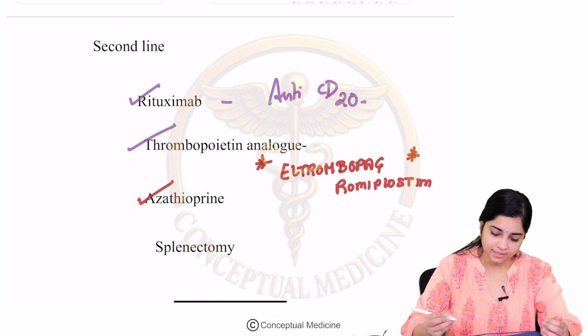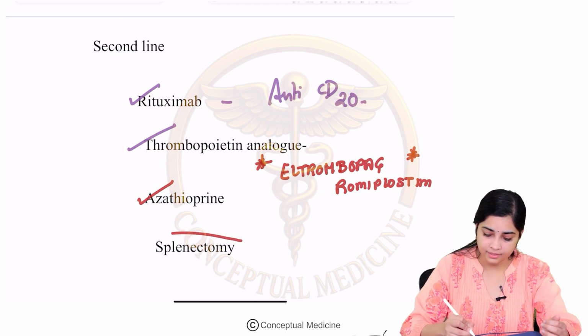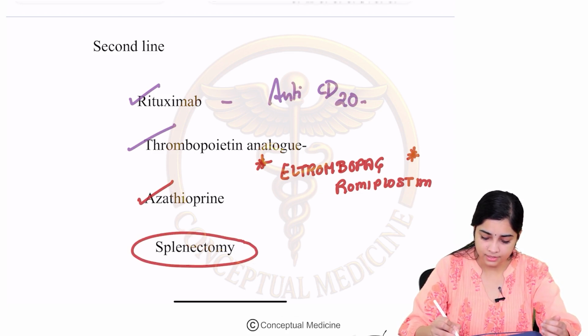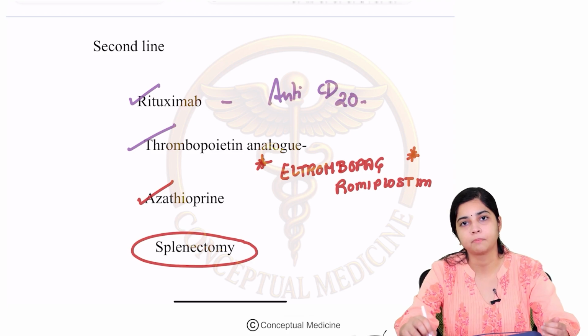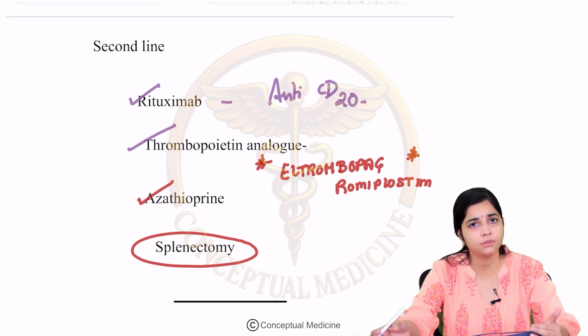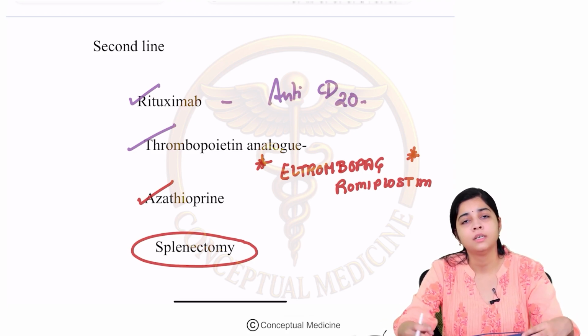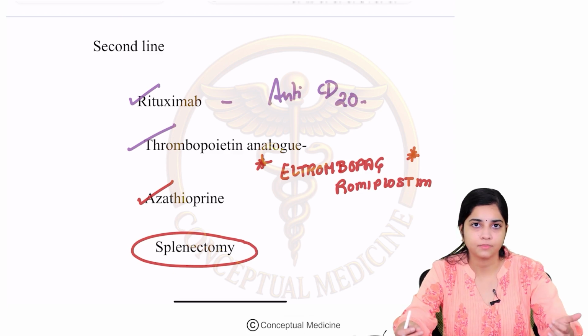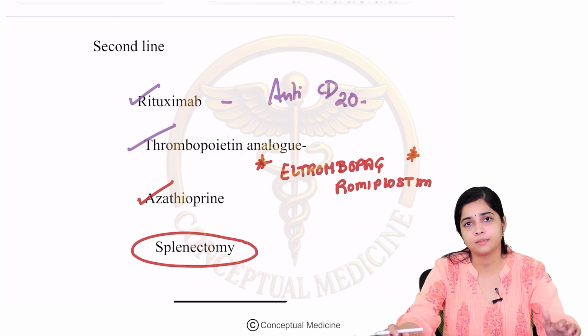Steroid sparing therapies like azathioprine can be used, and the last step in the management is splenectomy. Okay, so you optimize the patient. The patient will have to undergo a splenectomy. The graveyard of the platelets is removed, and hence they will have some remission from the ITP. Okay, so this is about ITP.